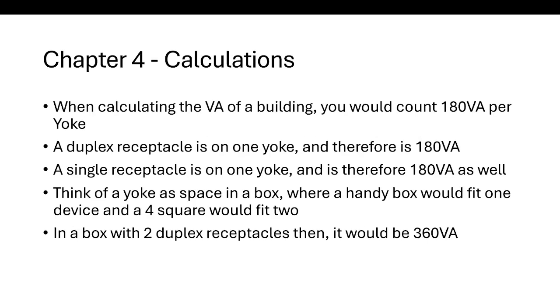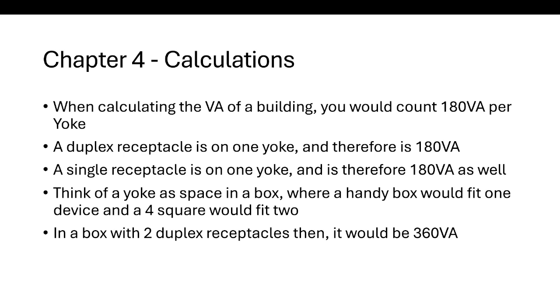Okay. Calculations. This one we didn't have much to go over. So when calculating the VA of a building, you would count 180 VA per yoke of a device. A duplex receptacle is on 1 yoke and is 180 VA, and a single receptacle is on 1 yoke and is therefore 180 VA as well.